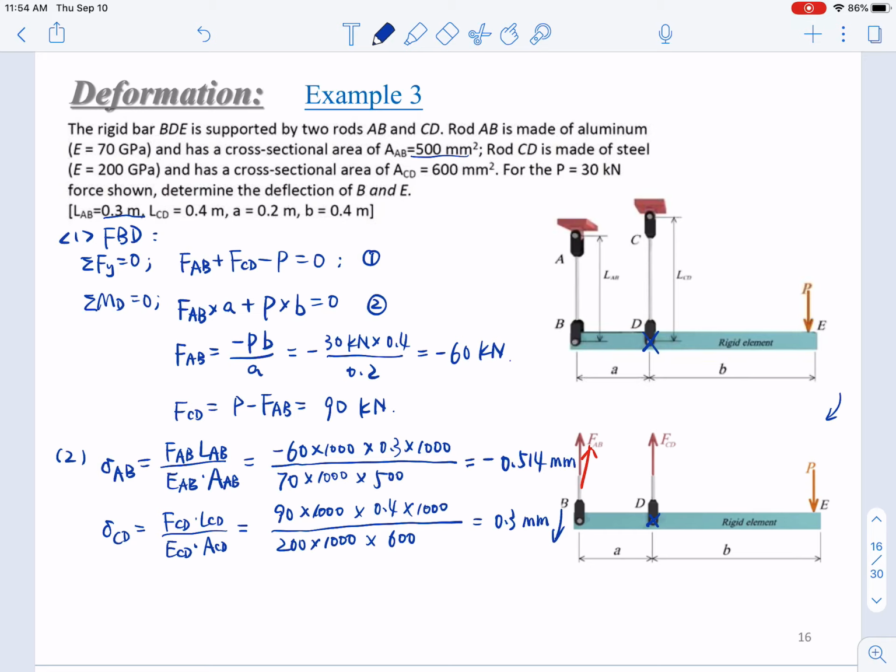So we have determined these two things. If you want to answer the first question, what is the deflection of point B, the delta B will be the same as delta AB. The point B deflection will be 0.514 millimeter upward.